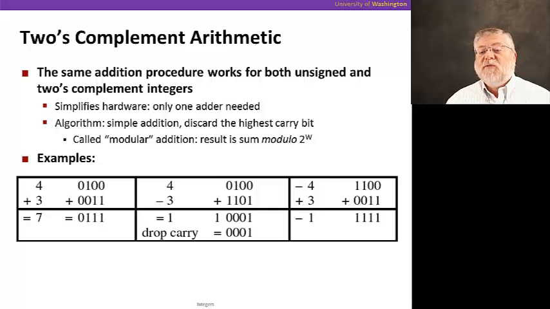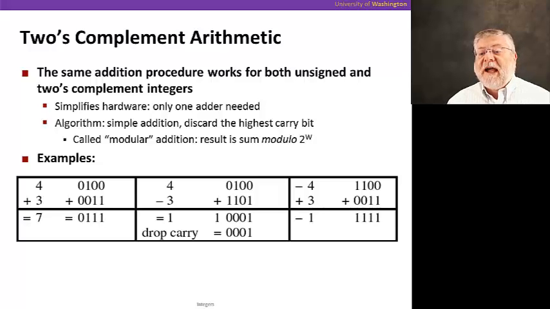That should have yielded 1, and now with 2's complement numbers we have a 4 is 0, 1, 0, 0, but our -3 is 1, 1, 0, 1. And when we add this up we get the result 0, 0, 0, 1. Of course we do have a carry out of 1 that we're going to drop, because we have our 4 bits of precision here. And the result is 0, 0, 0, 1. Exactly the value we expected to see.